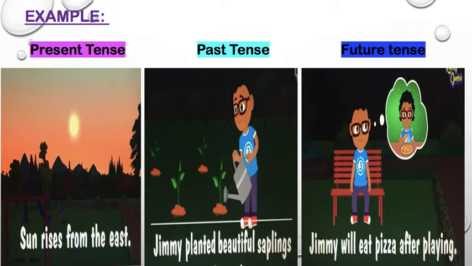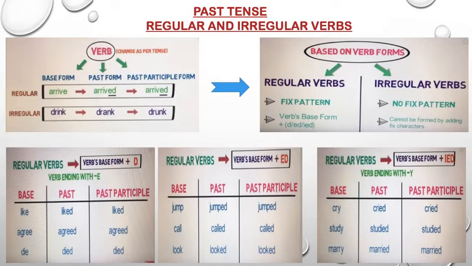Okay, now let us see past tense, regular and irregular verbs. As I have discussed these things briefly in the previous examples, let us see it in detail. Okay, so regular verb, irregular verb. Example, arrive. Base form is arrive, past form is arrived, past participle arrived. So in the regular verb, we are adding ed to the base form for the past form and past participle form. It is in regular verbs.